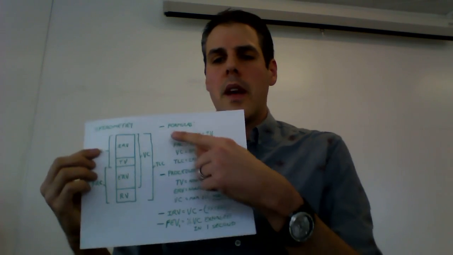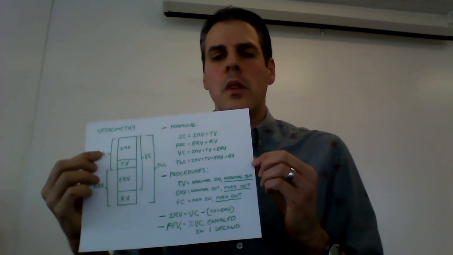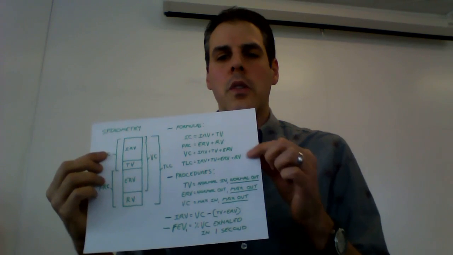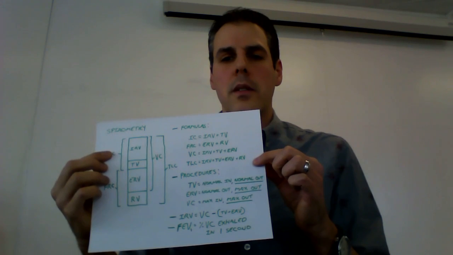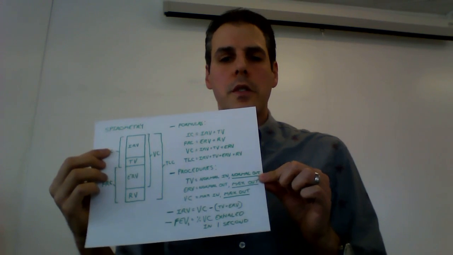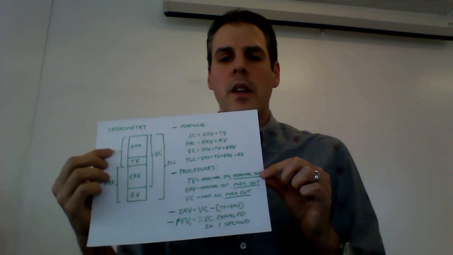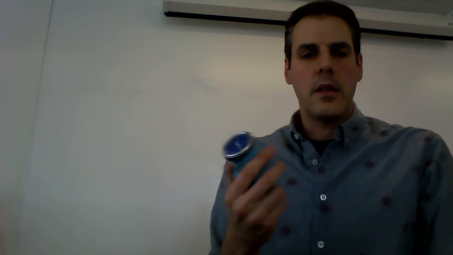And the last one, where we can add everything up, is called your total lung capacity. The formulas are here for all of these capacities. Procedures for spirometry: we have the tidal volume, the ERV, and the VC. For a tidal volume, you just set it at 0 and take a normal breath out. That's about half a liter. It's tough to measure, so usually we just estimate that it's about half a liter.